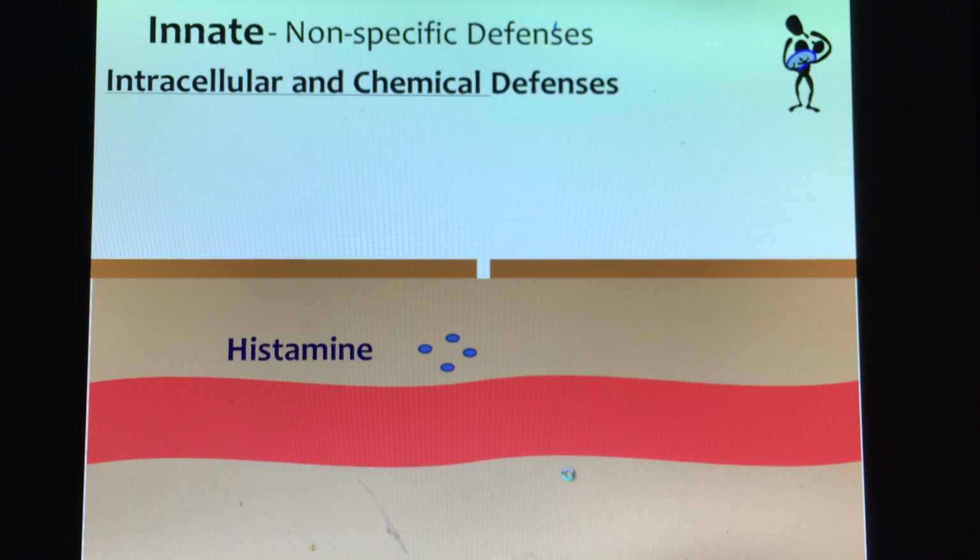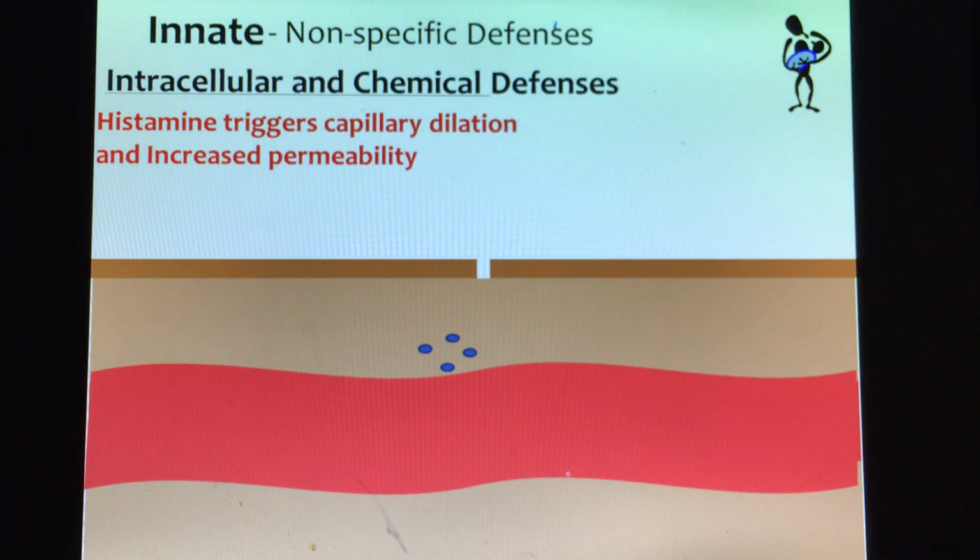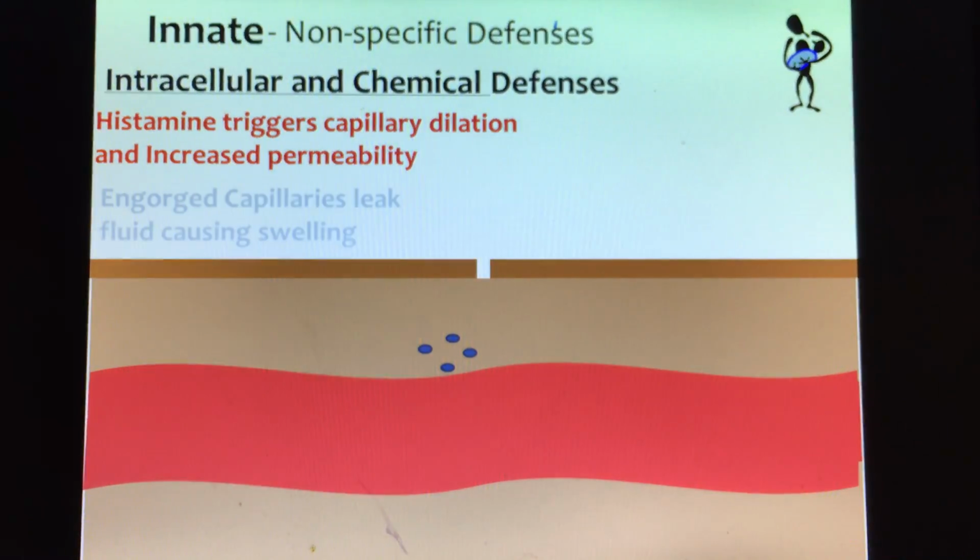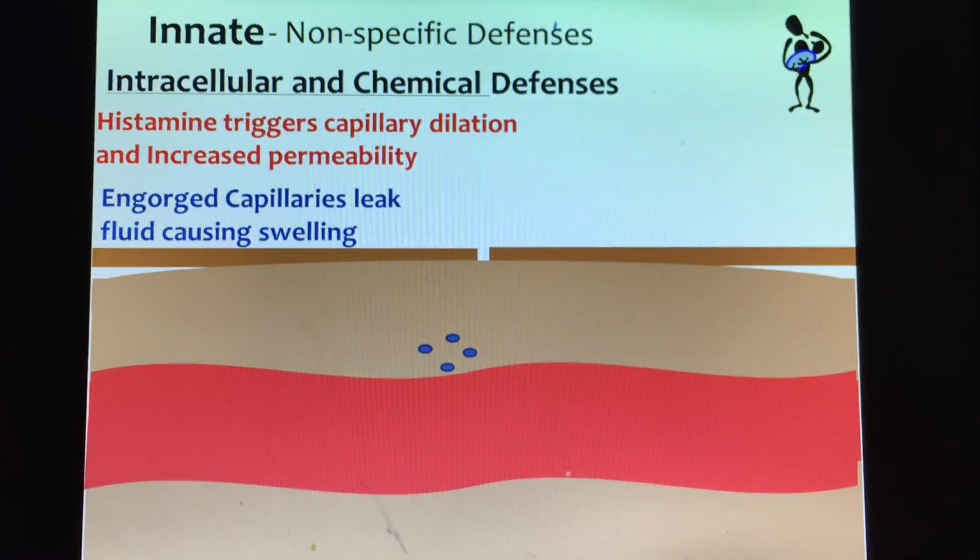So the capillaries are going to expand and dilate, which causes the walls of the capillaries and the cells that make them up to kind of spread apart and become more permeable. So they become kind of like leaky. And therefore, fluid from inside of our blood is going to leak inside the tissues surrounding the capillaries, causing swelling.